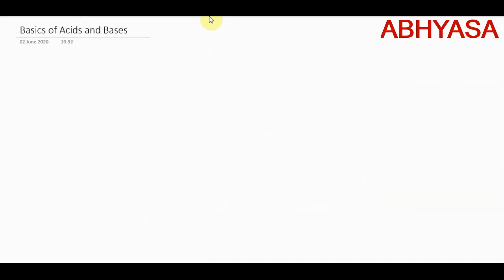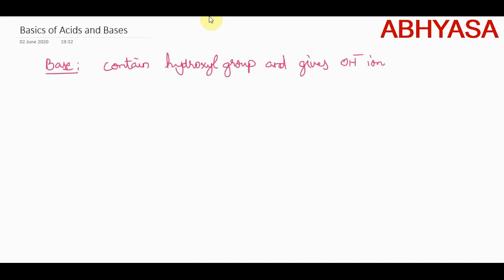Now let's understand the definition of base. So what is a base? Base is a substance which contains hydroxyl groups. Base is a substance which contains hydroxyl group, and these give OH minus ions in aqueous solution.